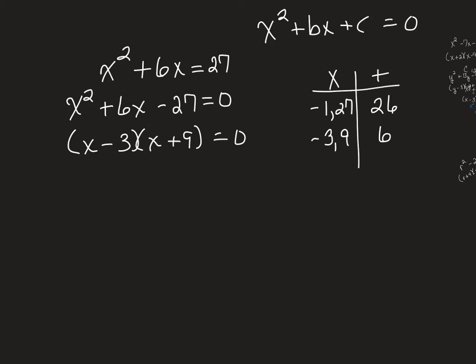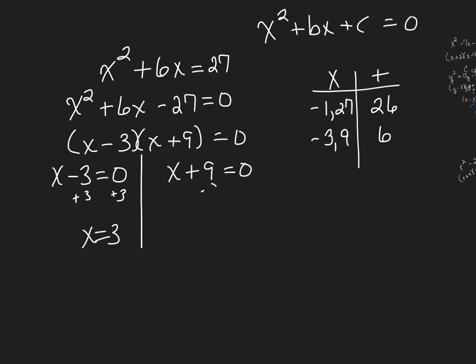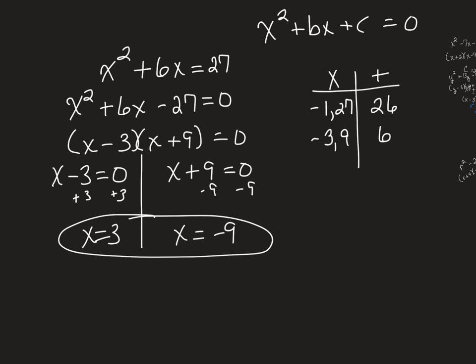And remember that either x minus 3 equals 0 or x plus 9 equals 0. So we can add 3, and x is 3, or subtract 9, and x is negative 9. So these are the two solutions. x is 3, or x is negative 9. Let's look at another one.